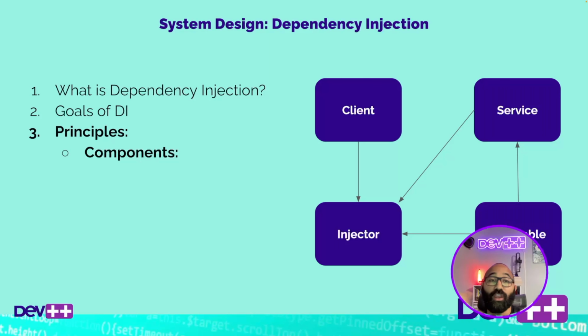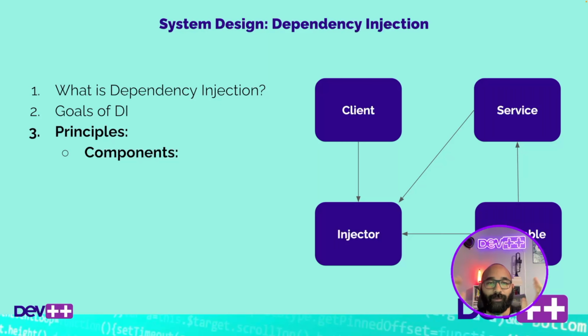This could be an incoming request. This could be a script that is using the system. This could be literally anything, right? The client uses the injector in order to create a service instance, right? The injector is the one responsible. It's kind of like your service directory, right?